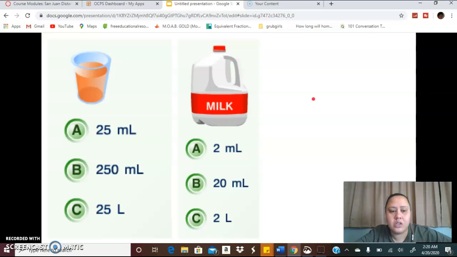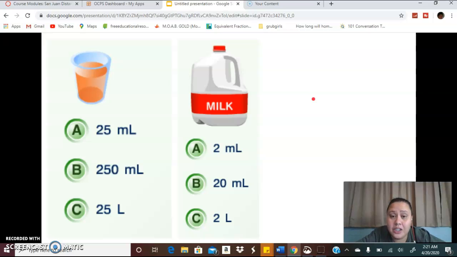So we're looking more at 25 milliliters or 250 milliliters. Well, we know each milliliter is just a drop, okay? And if I put 25 drops, I don't know if I'm going to fill that cup up with enough juice to quench my thirst. So a good estimate showing that I understand milliliters and liters would be, that's probably B, 250 milliliters.